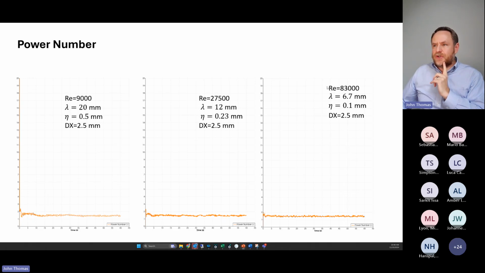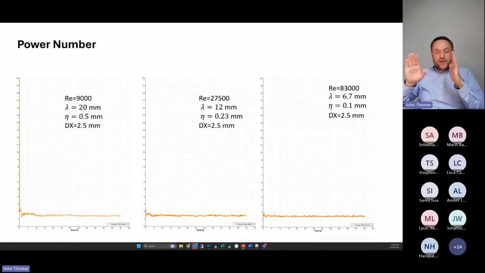At these 3 different resolutions, I have 3 different Taylor and 3 different Kolmogorov length scales. The Taylor scale is larger than the Kolmogorov length scale. At a Reynolds number of 9,000, I've got a Kolmogorov length scale of about 0.5 millimeters and a Taylor of about 20. If I run at 2.5 millimeters, I get a power number of like 1.3, 1.4 for this particular pitch split impeller. Makes sense. If I go to a higher Reynolds number, my Taylor and Kolmogorov change necessarily.